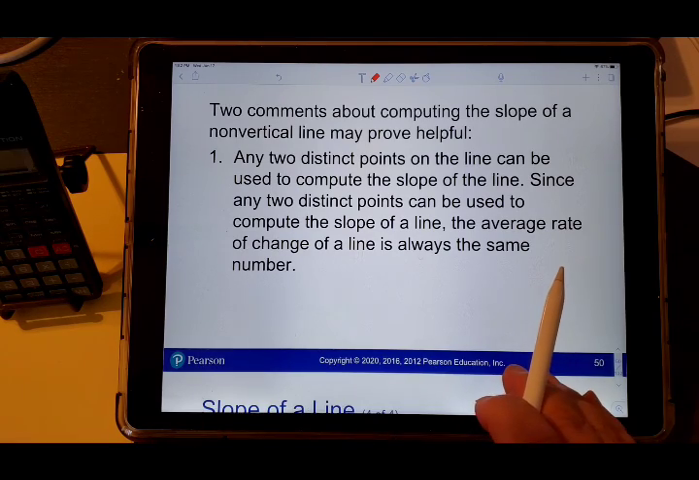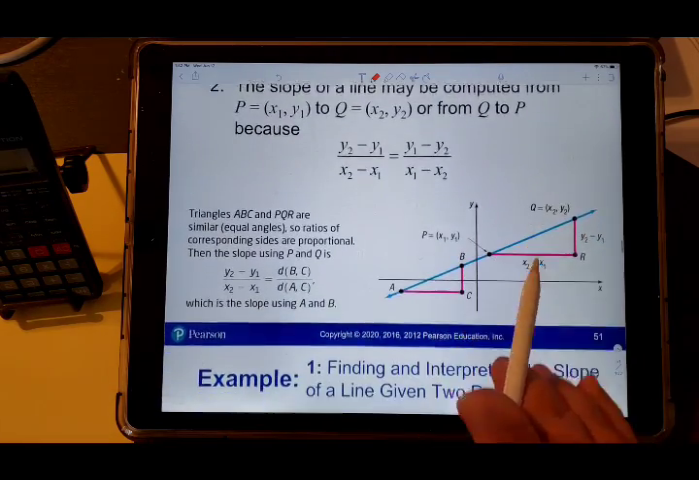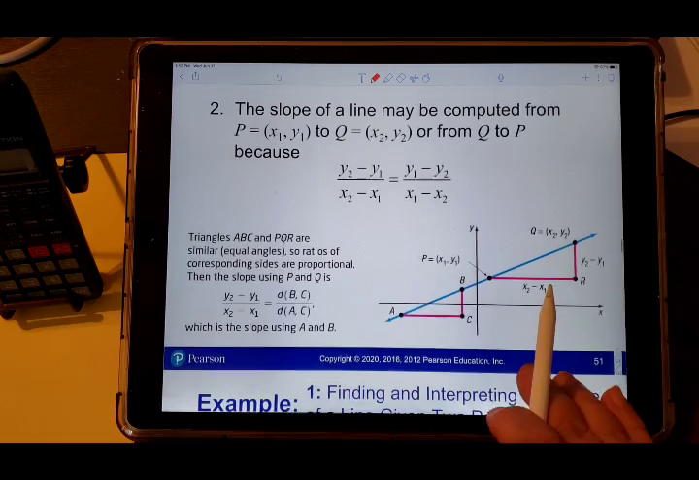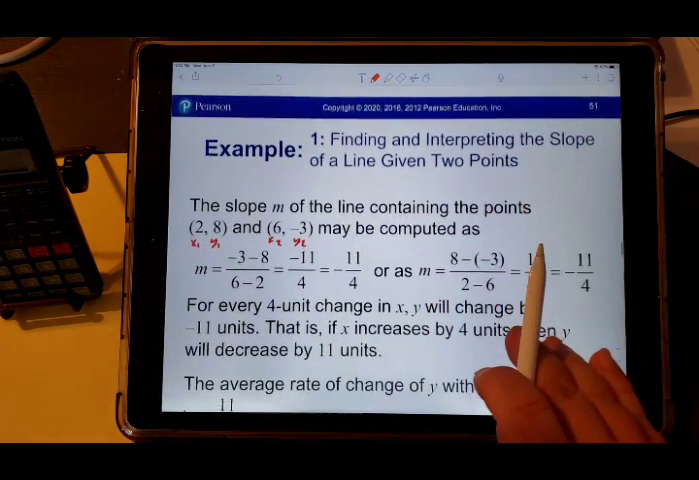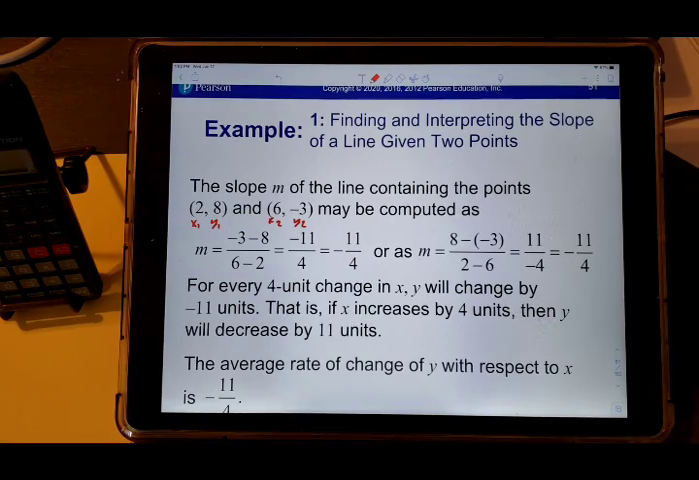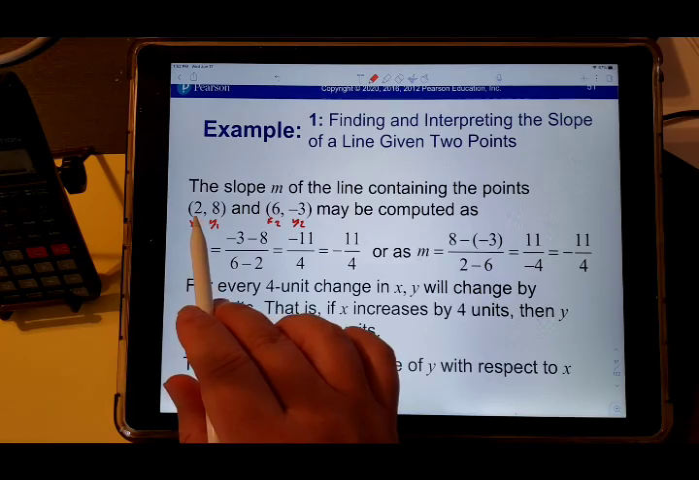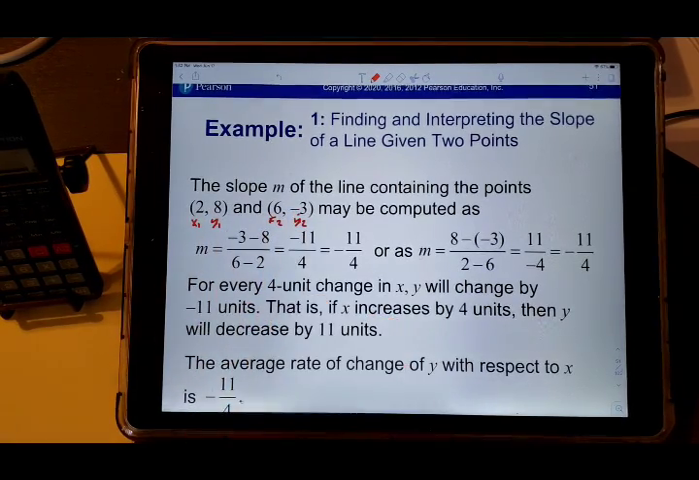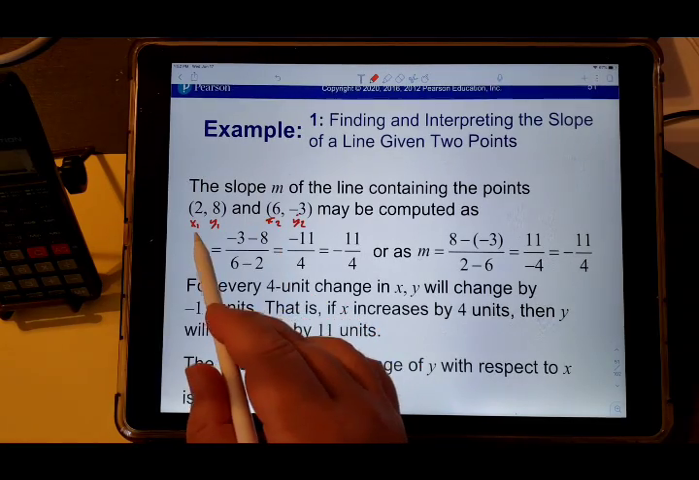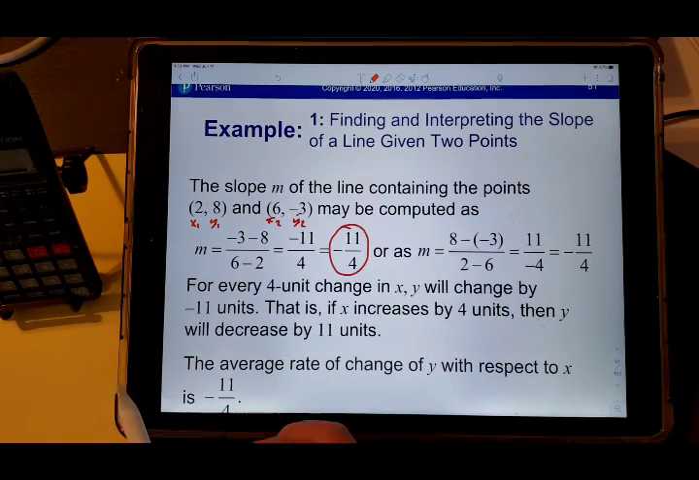Let's go on. You can read these bullet points if you like, but let's get to an actual example. All right, so here's an example. Find and interpret the slope. Find the slope m of the line containing these 2 points, (2, 8) and (6, -3). All right, well, I have my x1, y1, my x2, y2, substitute those in, and we get a slope.